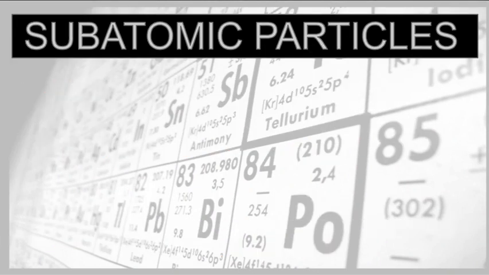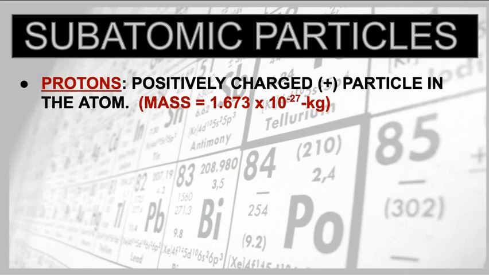So what makes up an atom? Well, there are 3 things that we need to know about the parts that make up an atom. And we call these things subatomic particles because they're smaller than an atom. They're not technically considered pieces of matter, whole pieces of matter, because the whole piece of matter is an atom.